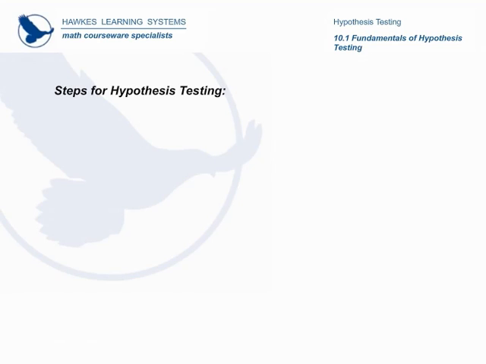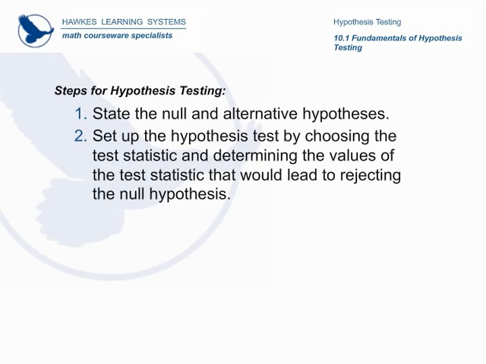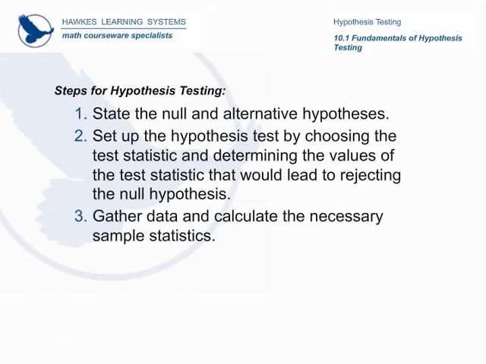Next, let's go to the steps for hypothesis testing. First, we want to state the null and the alternative hypothesis. We've learned how to do that in previous slides. Then we want to set up the hypothesis test by choosing the test statistic and determining the values of the test statistic that would lead to rejecting the null hypothesis. Then we want to gather the data and calculate the necessary sample statistics. And lastly, we want to draw a conclusion.